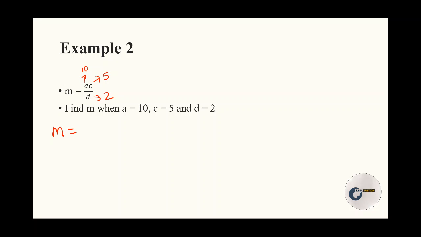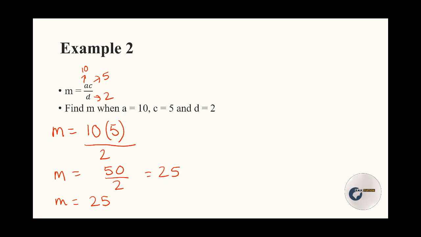And so now let's replace the letters. So we know that ac means a, which is 10, is multiplied by c, which is 5. And this is all over d, which is 2. So we've replaced, now let's calculate. That makes 50 over 2, which is equal to 25. m is equal to 25. Again, really simple calculations once you've replaced the letters.